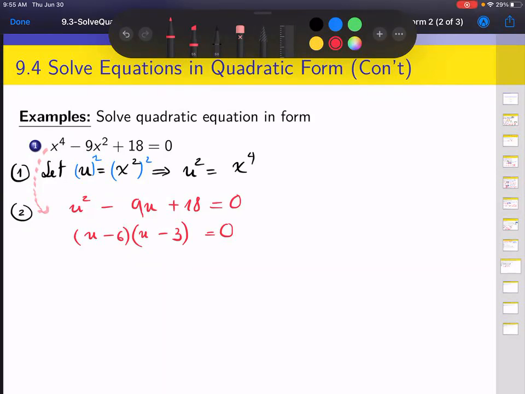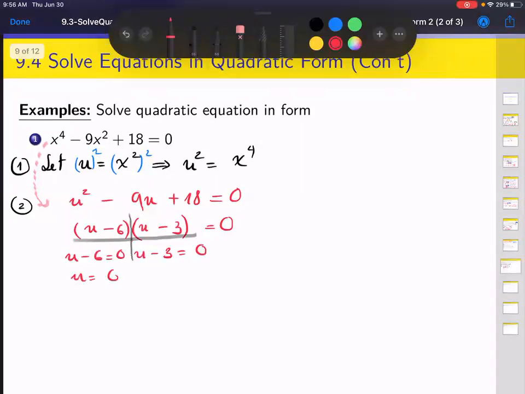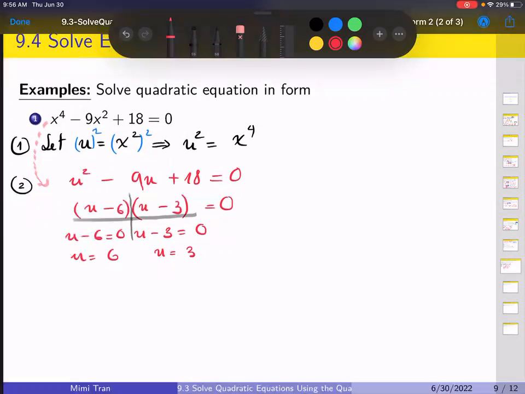Okay, so now if a product is equal to 0, then each of the factors is equal to 0. So that means u minus 6 equals 0, or u minus 3 equals 0. Solve for u: u equals 6, u equals 3. But we're not solving for u. What are we solving? We started out with x. We're going to go back to x. So substitute x back. So u is what?